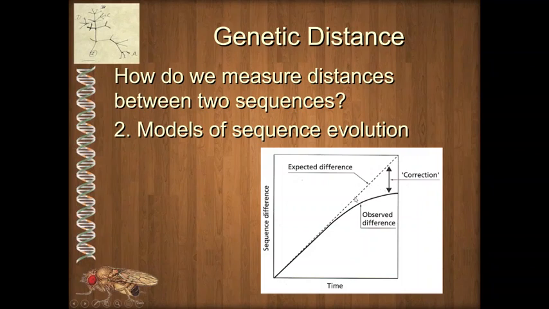Now, before it reaches a complete plateau, we could potentially use a correction to help us correct for the number of changes that have occurred. A model of sequence evolution, or a model of evolution, is how we make that correction. So this is why models of evolution are important. They allow us to correct between the observed distance and the expected distance.